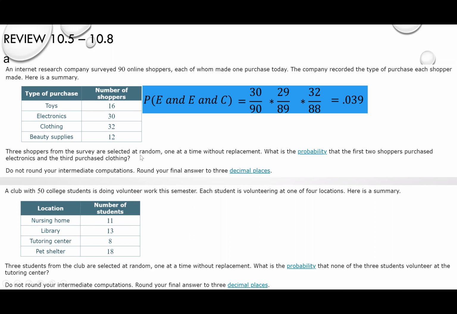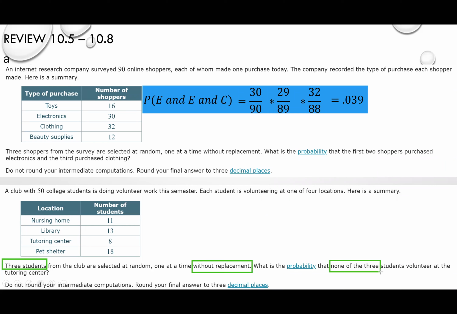And now if you look at this, they ask you the same thing. 3 students are selected at random, one at a time, without replacement. Again, we know that we don't put that person back. What is the probability that none of the 3 volunteer at the tutor center? So we don't want the tutor center.